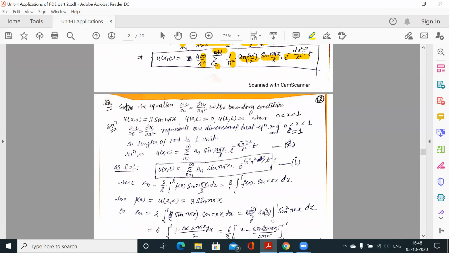Similarly, solve the equation del u over del t is equal to del 2 u over del x square with boundary conditions u(x,0) is 3 sine n pi x, u(0,t) equals 0, u(1,t) equals 0, where x is between 0 and 1. So here we have given the question, you have to solve this. If you compare this with the one dimensional heat equation, what was that? del u over del t is equal to c square del 2u over del x square. So in this case c square is 1. The length of the rod is 1 unit because it is between 0 to 1.